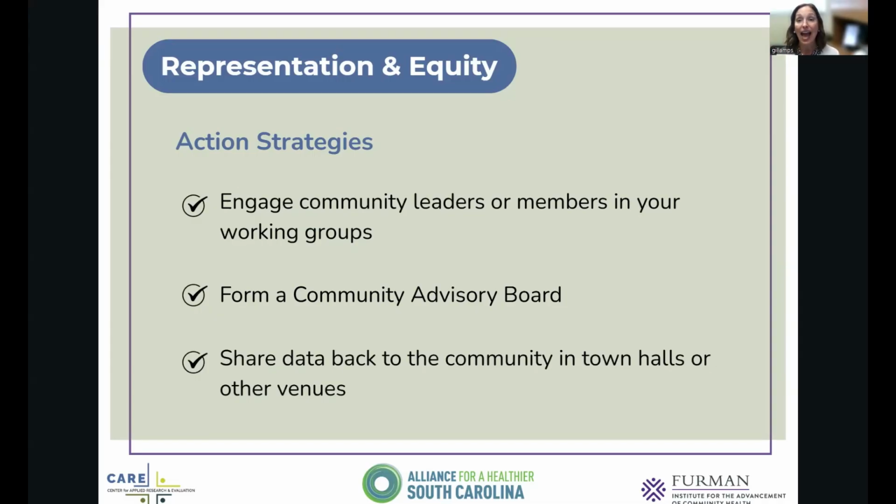And lastly, how can they play a role in helping share data back to the community in town hall meetings or other venues? That is a great way to engage community members, helping get the data back out there. We hear that all the time. People collect data from me. They ask me to complete surveys. They ask me to be a part of a focus group, but I never see the report after. I never hear what happens. So how do we do a better job of getting that information back out there?